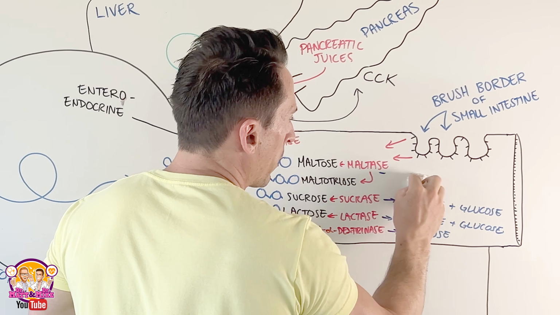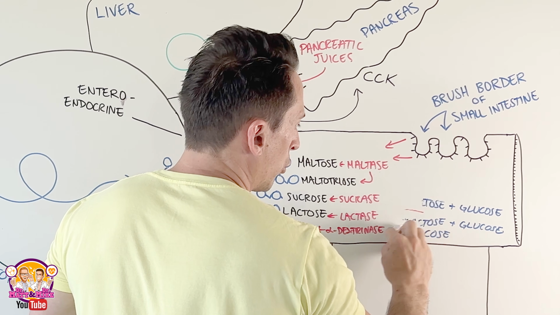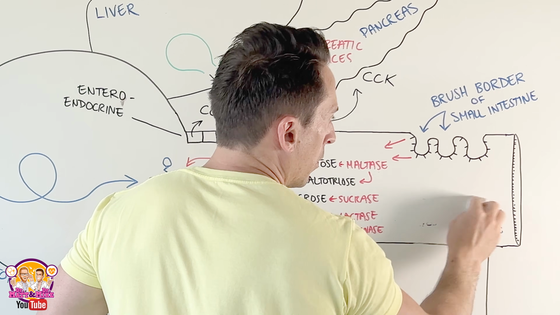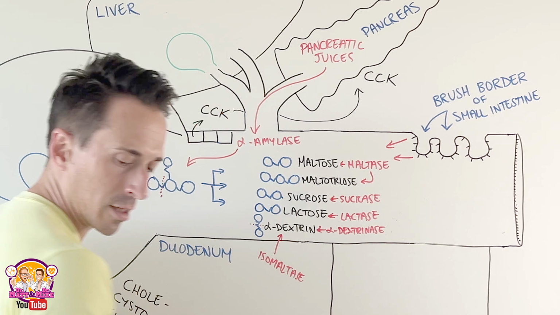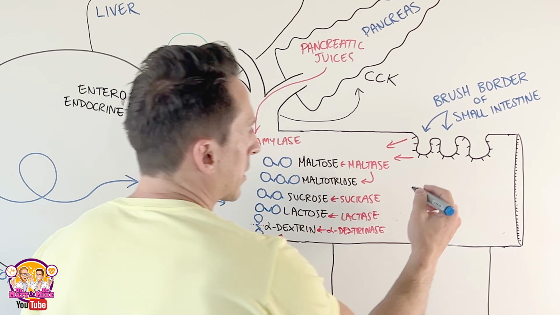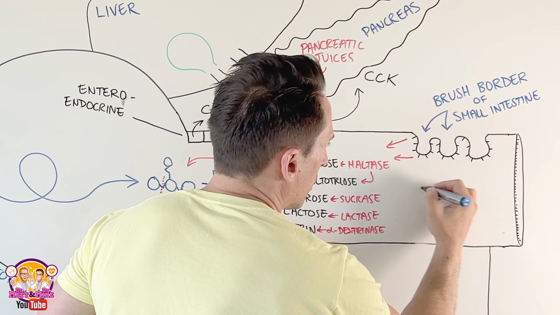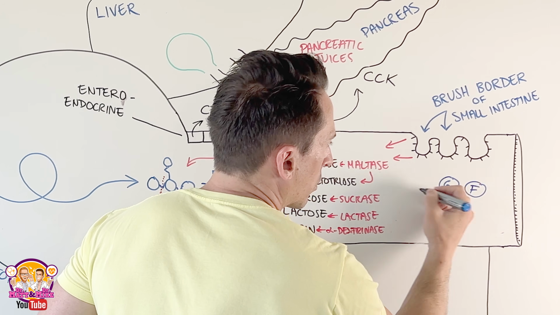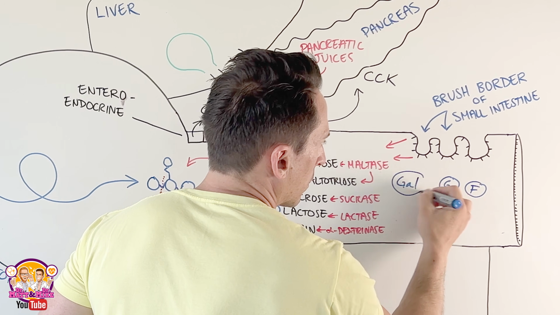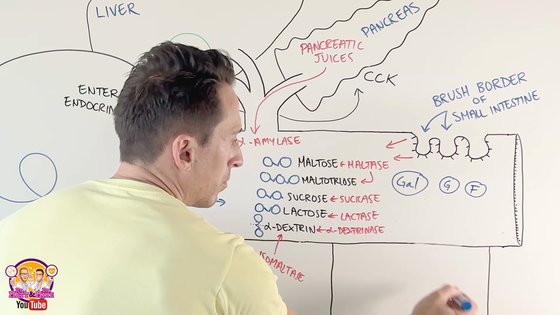Now that I've already written them there, because we need to talk about their absorption from the lumen into the enterocyte, from the enterocyte into the bloodstream. So let's write it like this. We have fructose, glucose, and galactose. And we need to get them through.